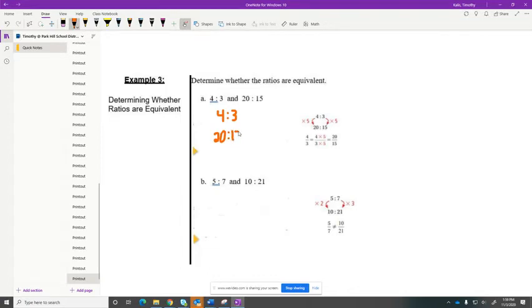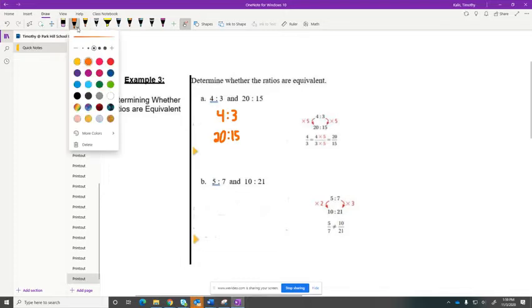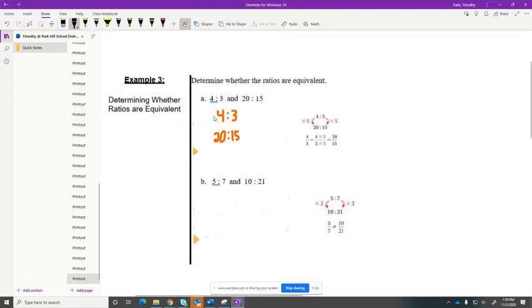Now, we notice on this one that we can multiply each number in the first ratio by 5 to obtain the number in the second ratio. So for example, we can take 4 times 5 and we get 20. And we can also take 3 times 5 to get 15.